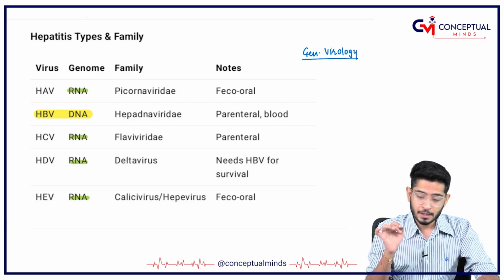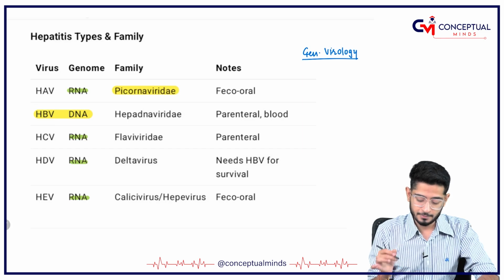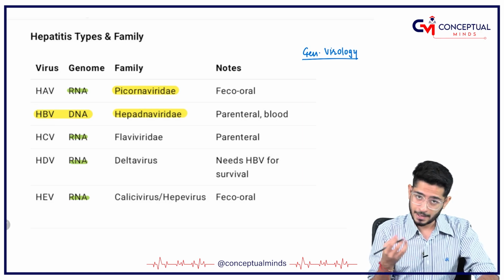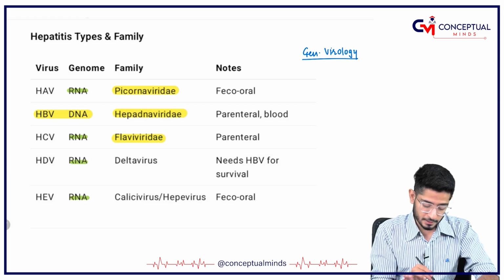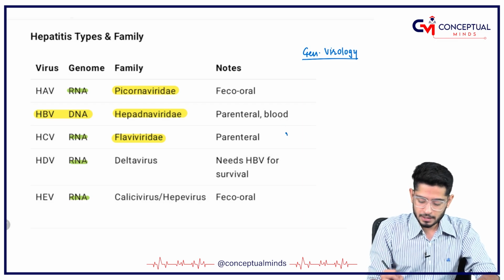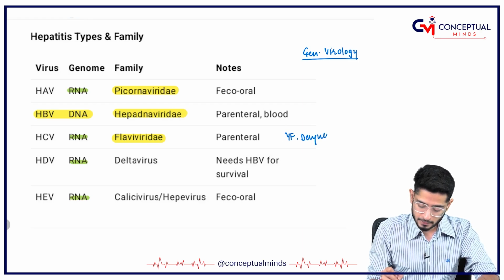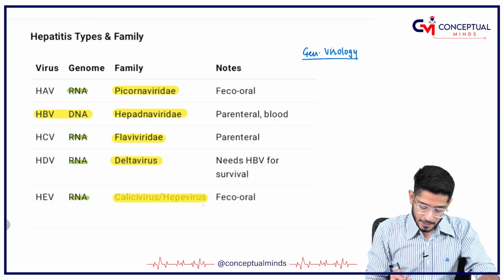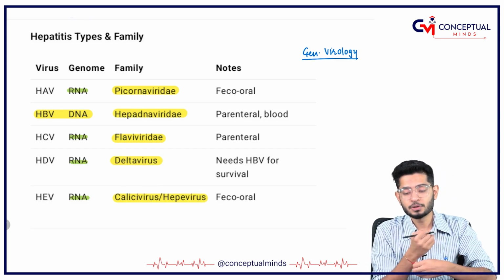Now let us understand the names of the families. So remember that hepatitis A is having the family Picornaviridae. Hepatitis B has hepatitis by its same name, that is Hepadnavirus. C belongs to Flaviviridae. Okay, this is the same where yellow fever belongs to, where dengue belongs to. After that you have Delta, and then you have Calicivirus and hepevirus. Okay, or hepevirus. So how will you remember?